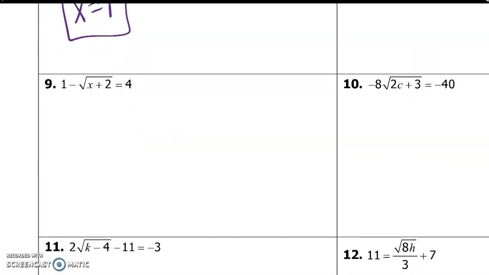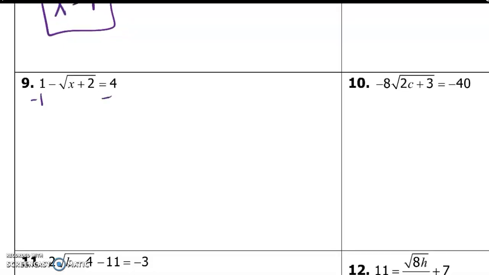Number 9. First we would subtract 1 from both sides, since that's on the outside. We still have a negative sign. Square root of x plus 2 equals 3.